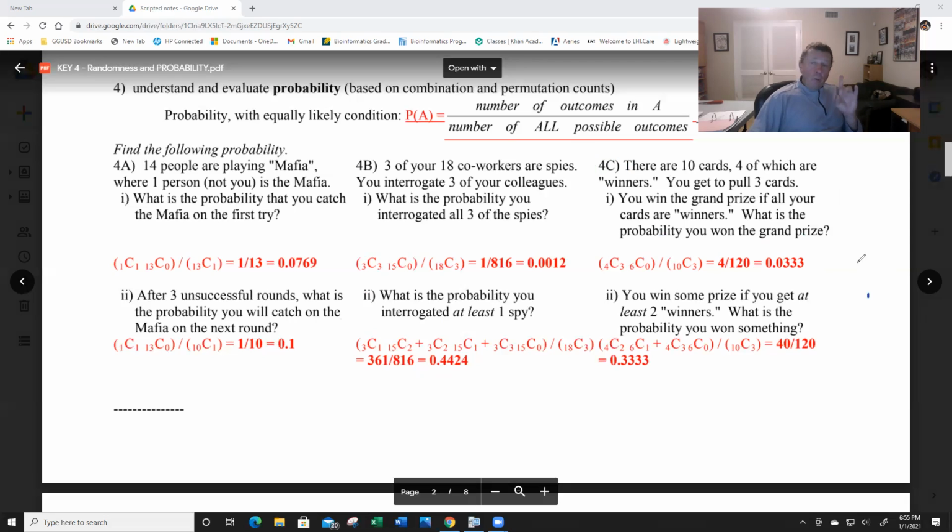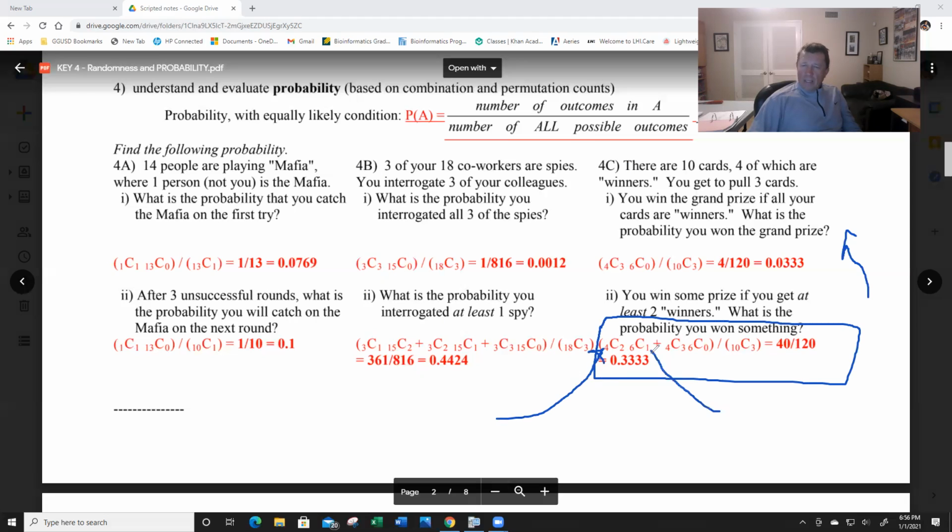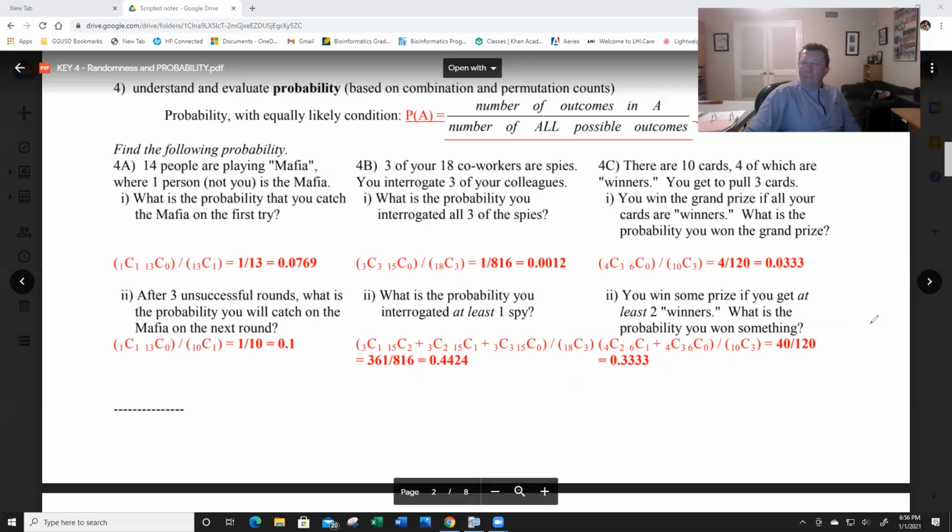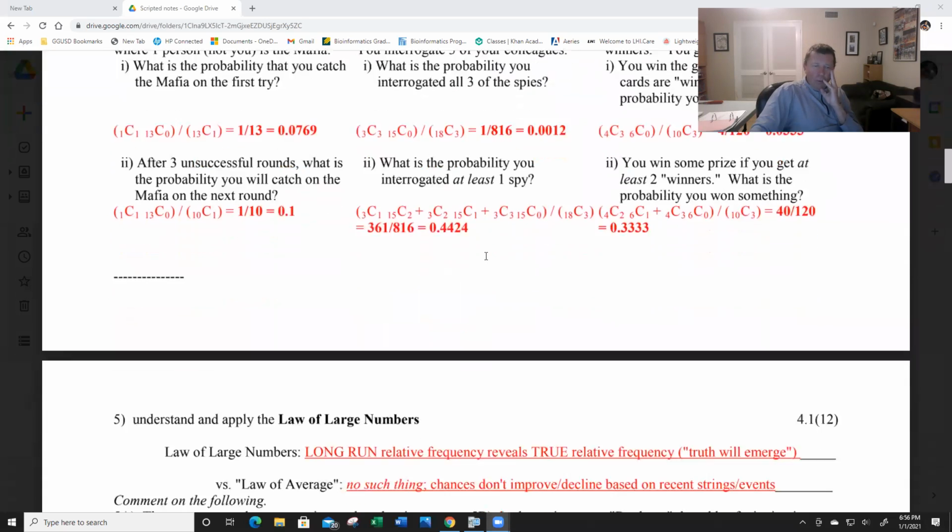By the way, there are other ways to do this, but I'm not going to get into that here. You win some prize if you get at least 2 winners. At least 2 means you got 2 or 3. So of the 4, you chose 2, and of the remaining 6, you got 1 of those. Or means plus. Or of the 4, you chose all 3, and of the remaining 6, you chose none. Divided by 10 choose 3. About 33%. Pretty good chance, 1/3 of the time. Cool. Some of these are a little aggressive for what we're trying to accomplish.